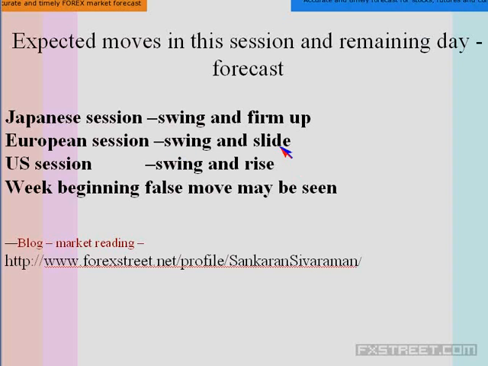So during Japanese session, swing and firm up move are expected. And during the European session, the high level swing and a small slide could happen. And US session, swing and rise moves are expected. So there will be a weak beginning false move, and that could happen during that of the US session. So today is 16th, so they are expected to gain the levels, but not much of a downside is expected in the market.